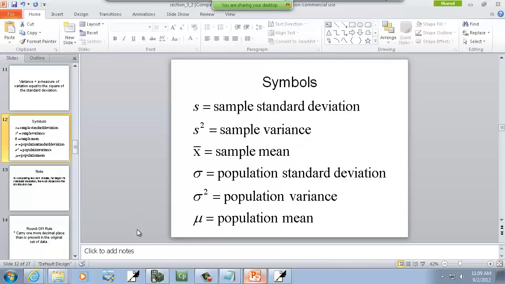Now to review our symbols. These are the 6 very important ones. Throughout this class, you'll need to know what these represent, because you'll see them, and they won't always tell what they are.